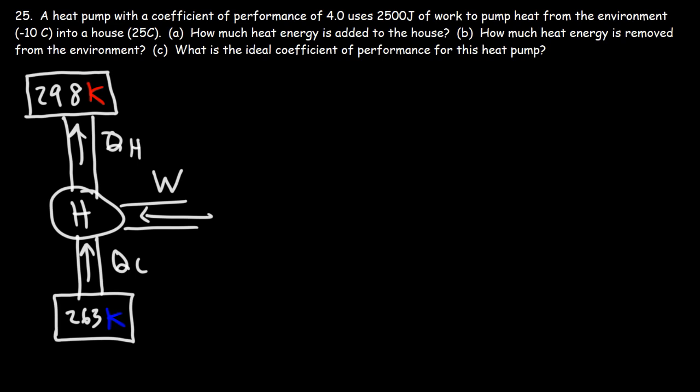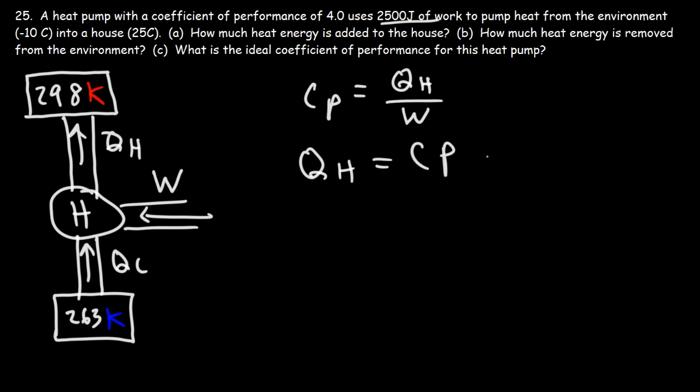Now, what is part A? How much heat energy is added to the house? What are we looking for? So we want to calculate QH. And we have W and CP. It turns out that the coefficient of performance for a heat pump is QH over W. So rearranging the equation, multiplying both sides by W, QH is the coefficient of performance times W.